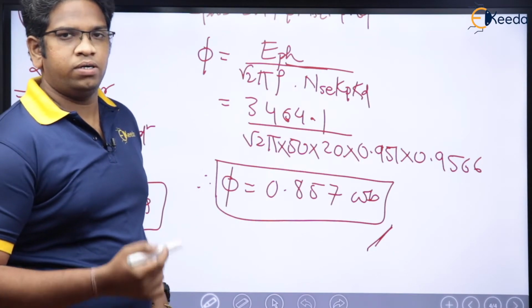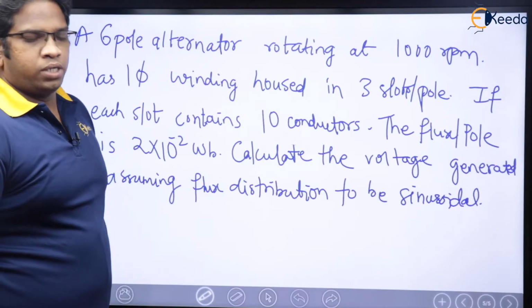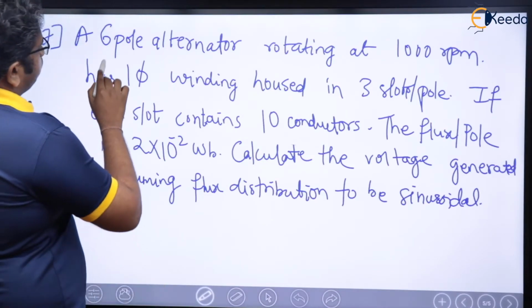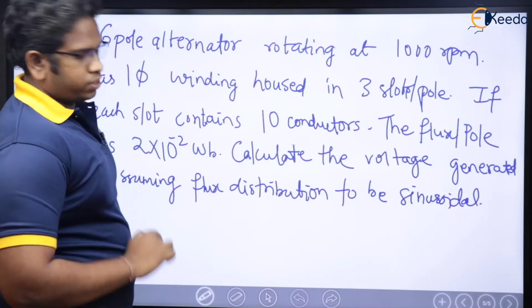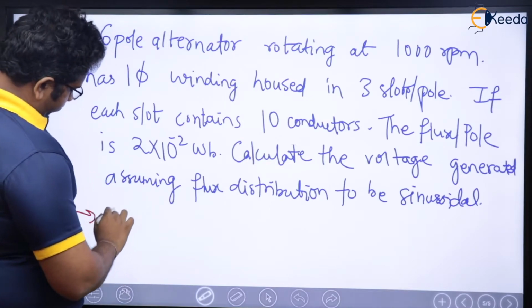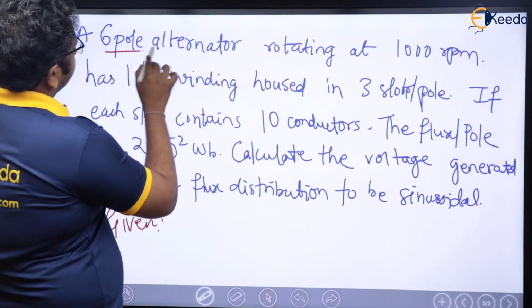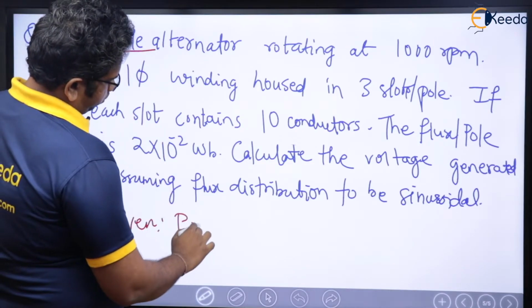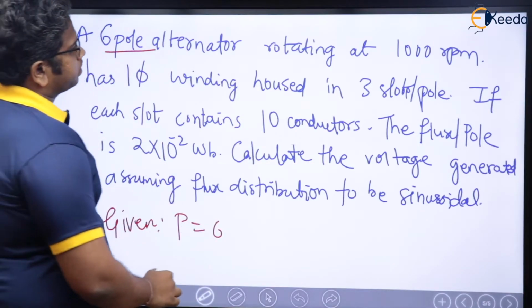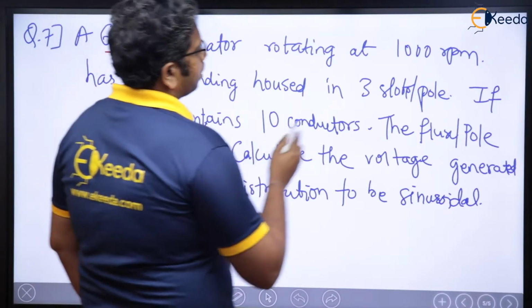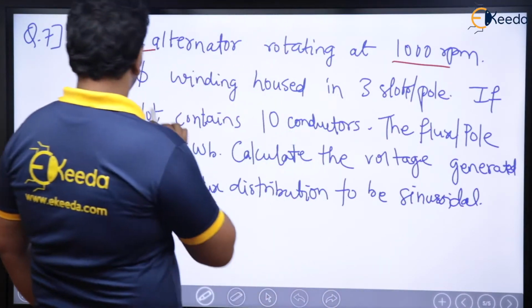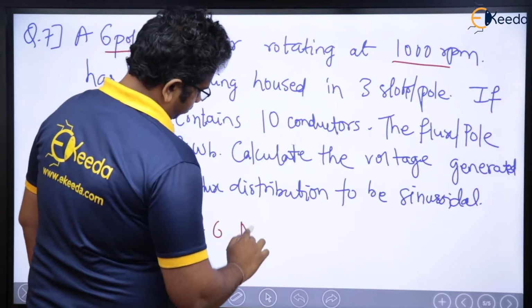Let us try to find the next question. See, dear. 6 pole alternator rotating at 1000 rpm. What is the given data, sir? Given data. What is given? 6 pole alternator. Let me write pole is equal to 6. Then next, what is given? Rotating at 1000 rpm. So N is equal to 1000 rpm.